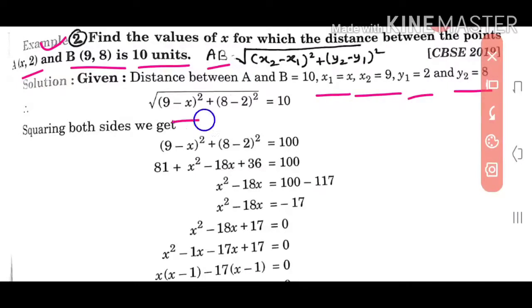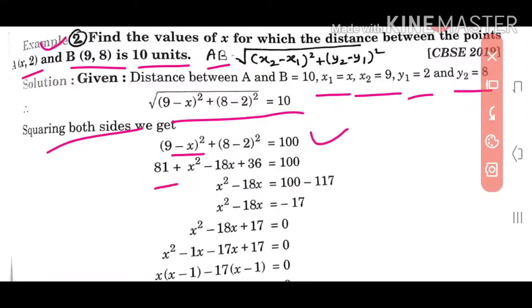So you put all these values in the formula. You get root of (9 minus x) whole square plus (8 minus 2) whole square equal to 10. Now squaring both sides, we get (9 minus x) whole square plus (8 minus 2) whole square equal to 100. Now you will open the bracket by (a minus b) whole square, which is a square plus b square minus 2ab.